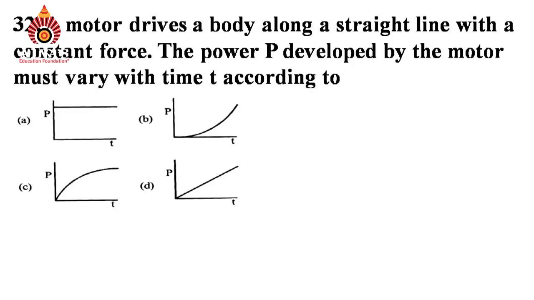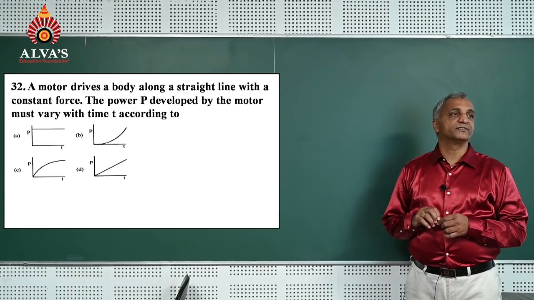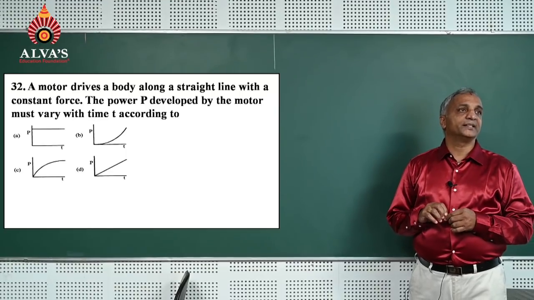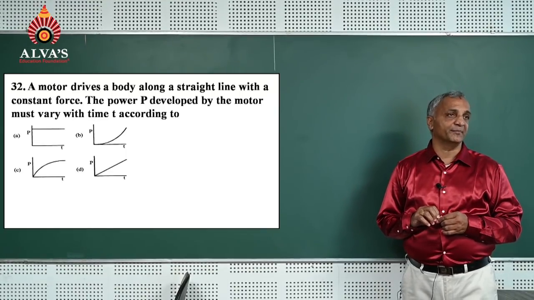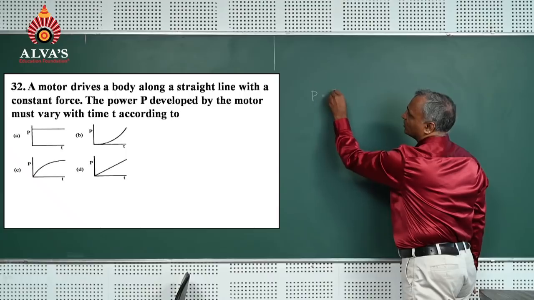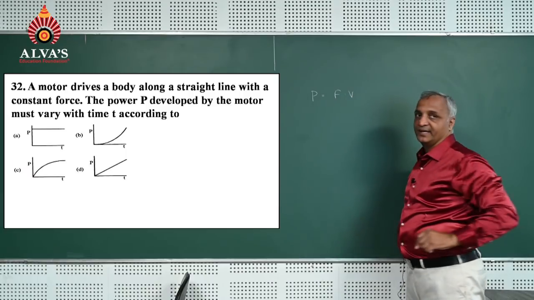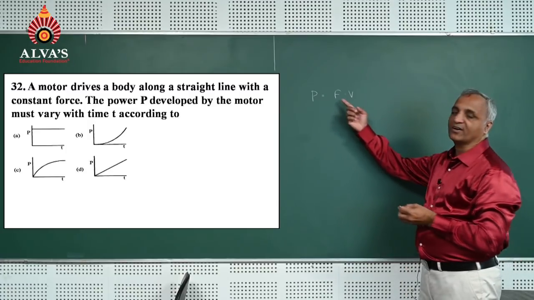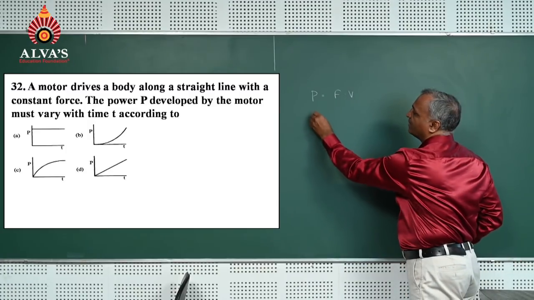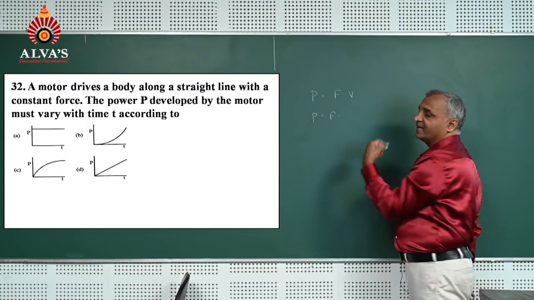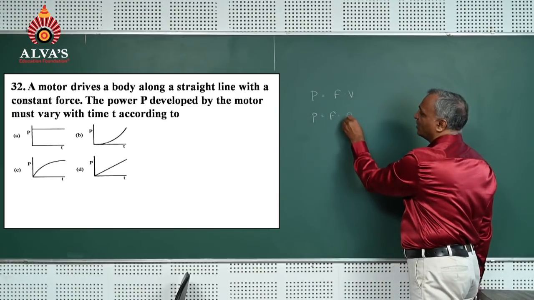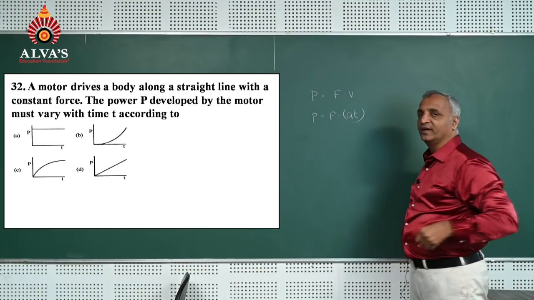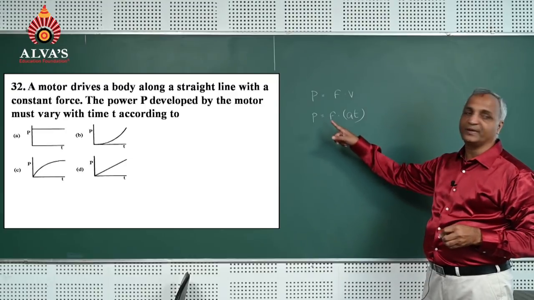Question number 32. A motor drives a body along a straight line with a constant force. The power developed by the motor must vary with time. We know that power is equal to force into velocity. Suppose it starts from initial velocity 0, and constant force is there. That's why power is equal to F into (V0 plus AT). So V0 is 0, and that's why P is equal to this.